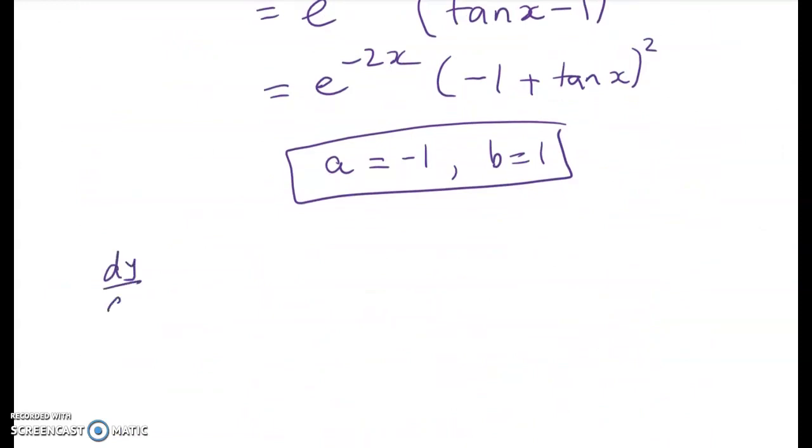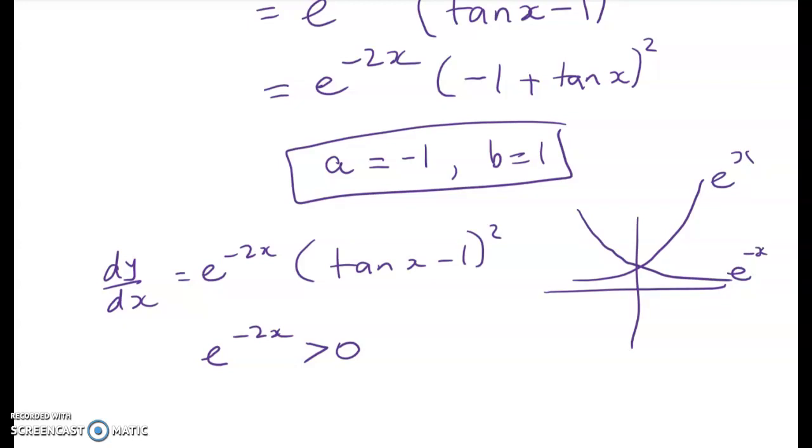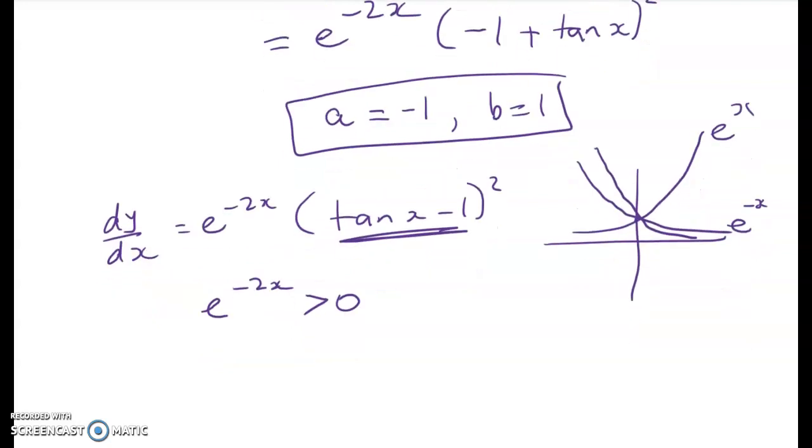So dy by dx is equal to e to the negative 2x times tan x minus 1 all squared, and e to the negative 2x is greater than 0. Remember that this is the curve of e to the x, this is e to the negative x, and e to the negative 2x is just a vertical stretch on that. So it's more like that. Whichever way you look at it, it's strictly positive. Okay, same thing in here. It doesn't matter what value this takes on. This is going to be greater than or equal to 0 because it's a squared number.